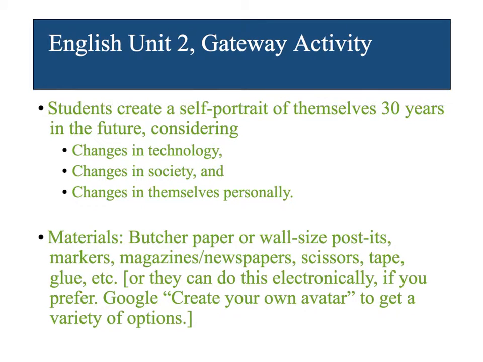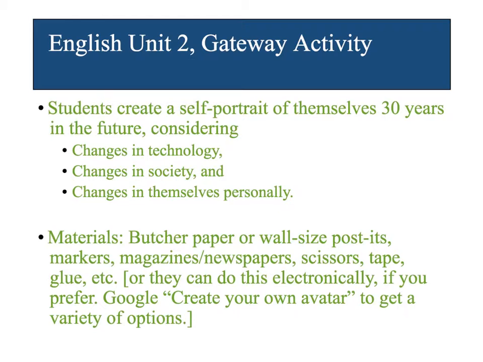A little bit more information then about this gateway activity. In developing what we're calling their avatar, students basically create a self-portrait of themselves 30 years in the future. And they do that considering changes in technology, changes in society, and changes that will take place in themselves personally in their predictions over that 30-year period. The materials that students need to create a physical avatar or a paper version of their avatar are just butcher paper or wall-size Post-its, markers, magazines and newspapers, scissors, tape, glue, and other kinds of materials that students might need to get a little bit artistic.